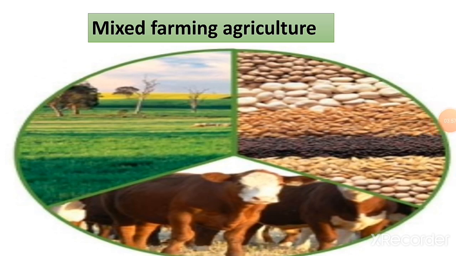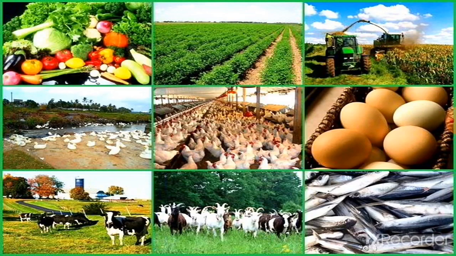Next, mixed farming. It is defined as a system of farming which includes crop production, raising livestock, poultry, fisheries, beekeeping, etc., to sustain and satisfy as many needs of the farmer as possible.